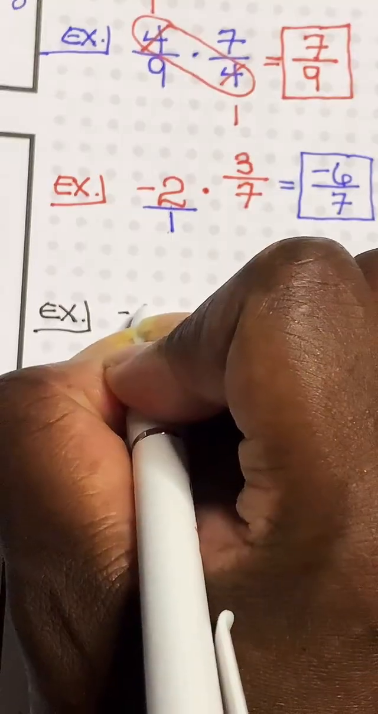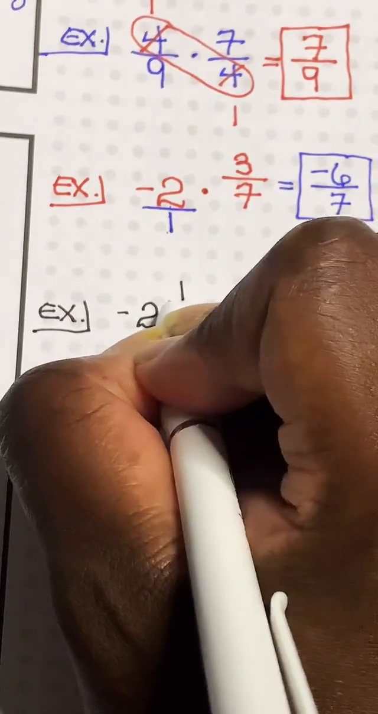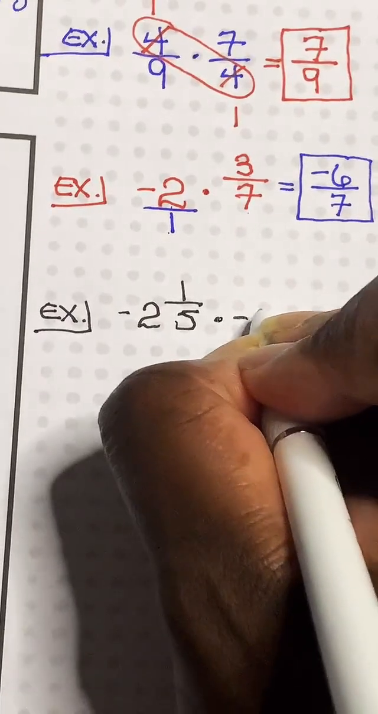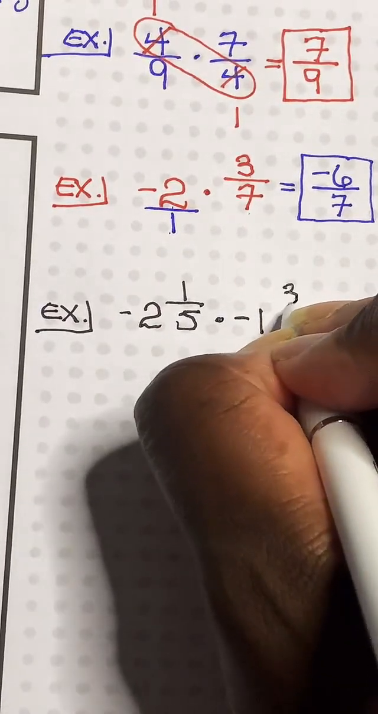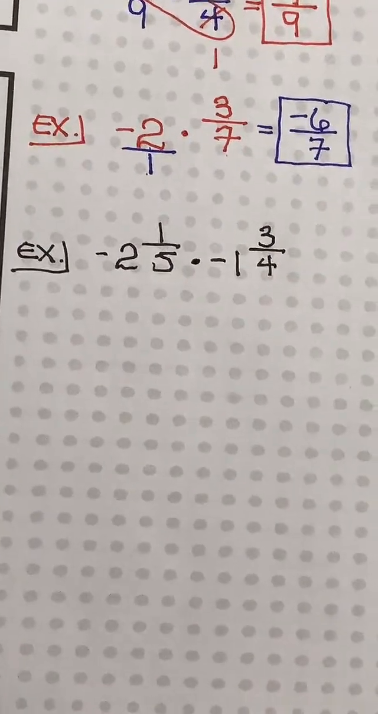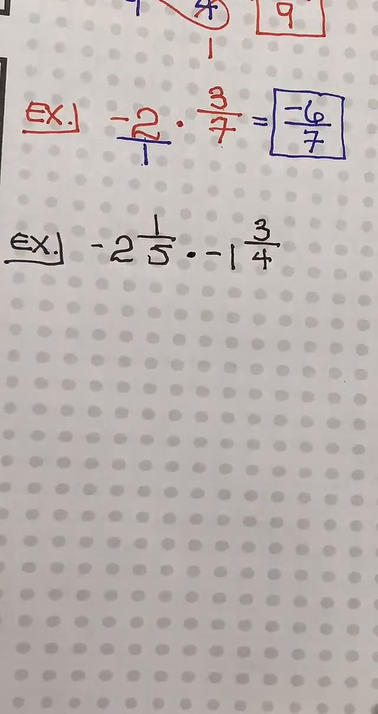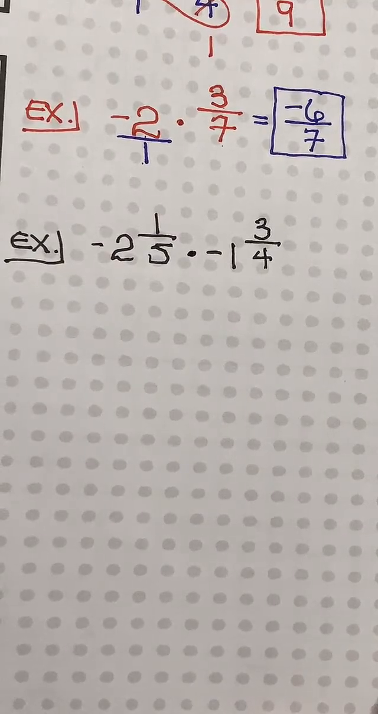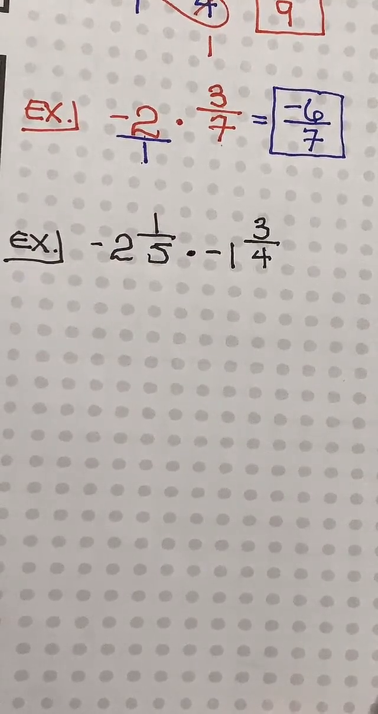Let's say -2 1/5 times -1 3/4. Okay. So we looked at multiplying with proper fractions. We looked at multiplying with improper fractions. Now let's take a look at mixed numbers. Okay, we totally got this. All right, a little smirk.